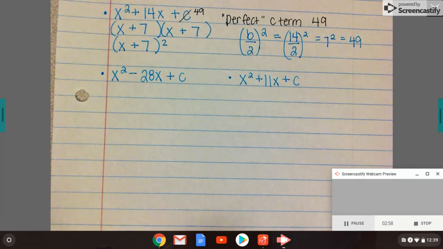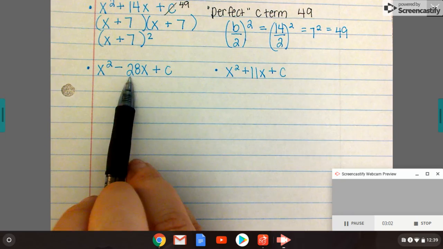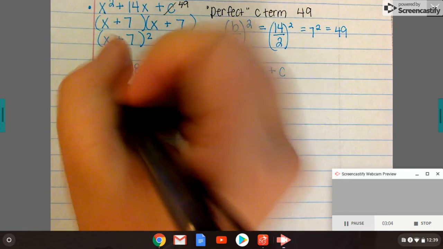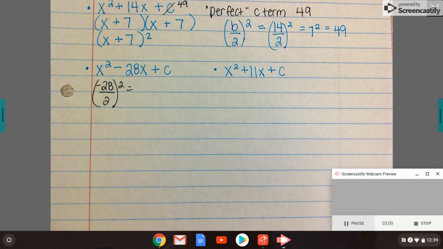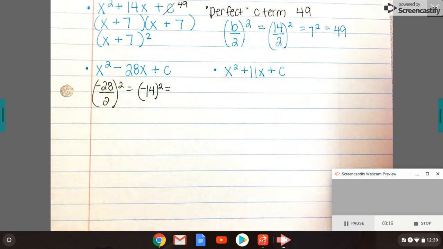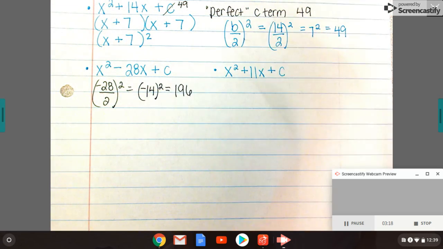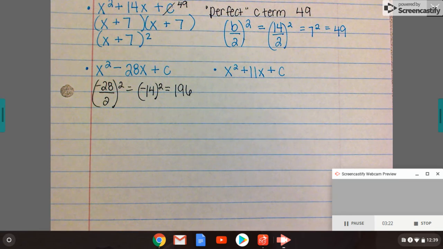All right, let's look at these two examples. So if I was looking for the perfect C term in each of these, I would have done -28 divided by 2, quantity squared. -28 divided by 2 is -14. Quantity squared is 196. Notice that my negative was inside the square. Matter of fact, our perfect C term, because the last thing we did is square it, will never turn out to be negative because nothing squared is negative.